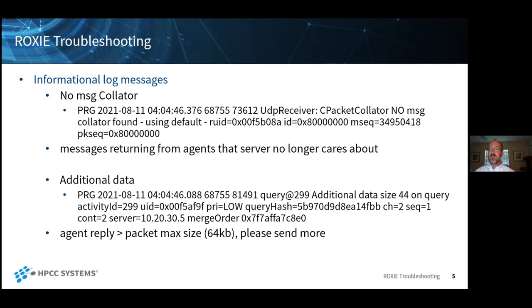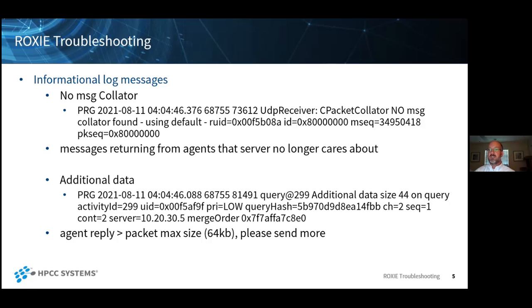In the first case, no message collator found, usually means messages from agents are received by a server, but the server has either already received the data it needs from another agent on that channel, or the query has thrown an exception and the server no longer cares about the agent data it requested earlier that is now coming back.